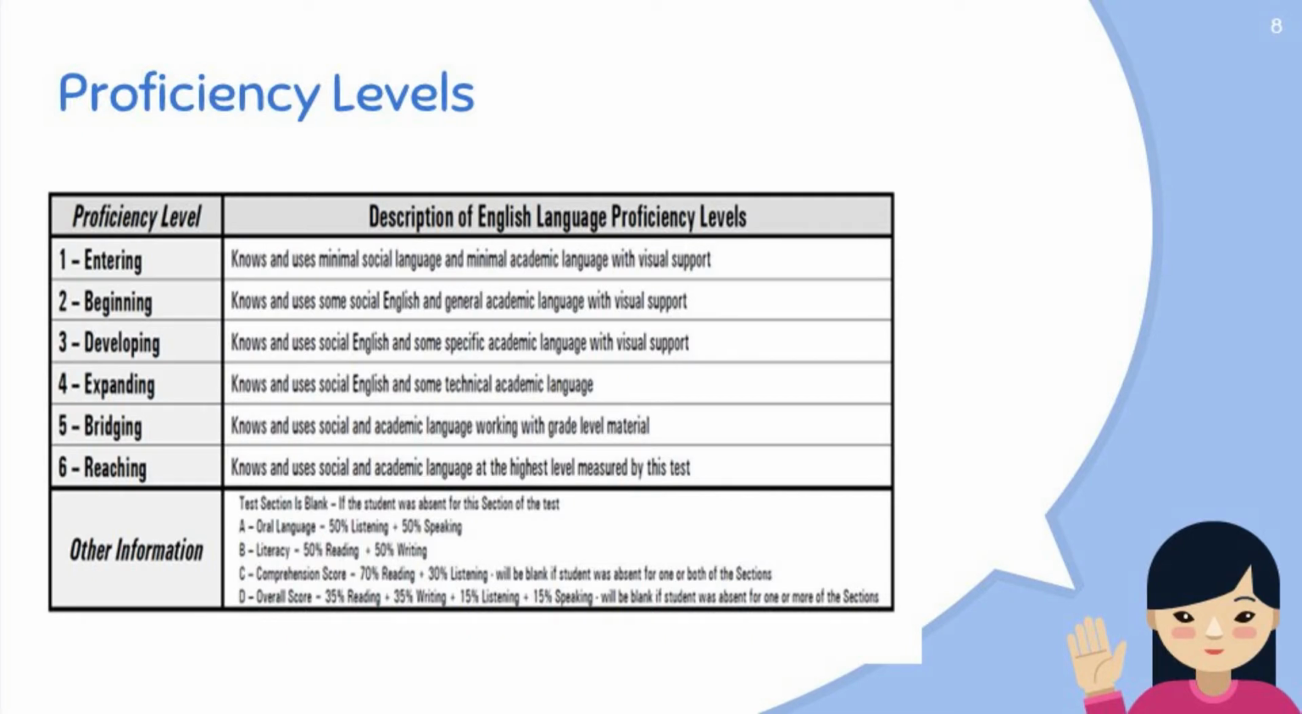This gives you definitions of the different proficiency levels of WIDA. An entering student knows and uses minimal social language and minimal academic language and will need some visual support, where a level 5 student or a level 6, which is reaching, uses and knows social and academic language within their grade level material.